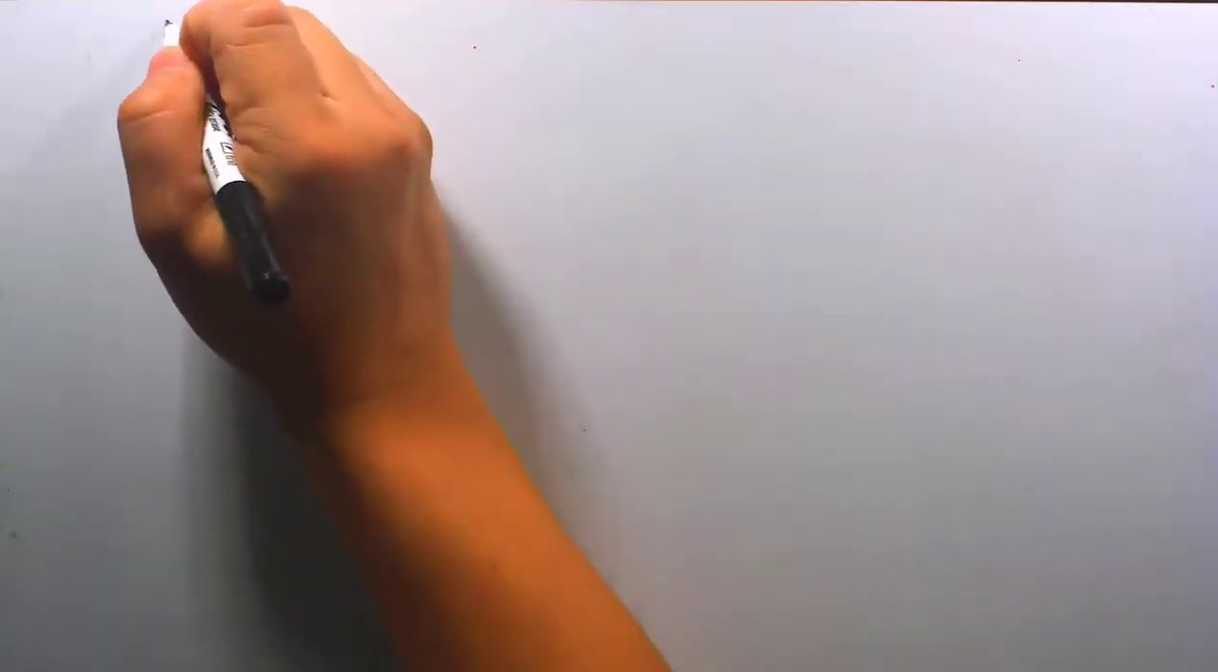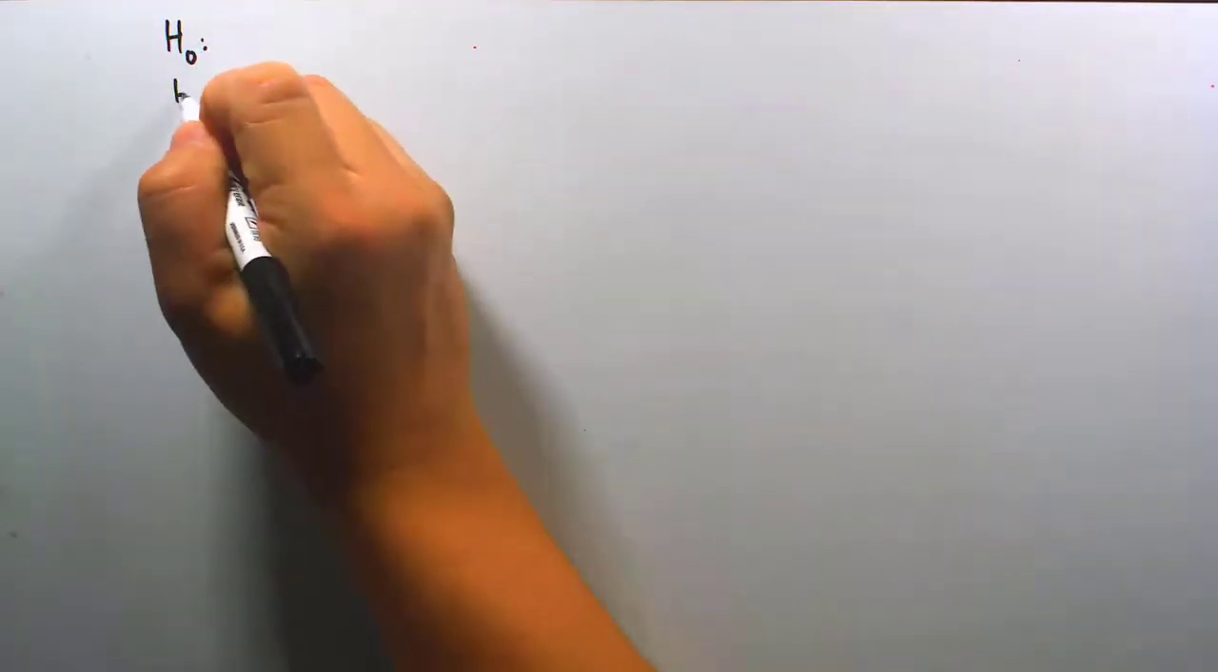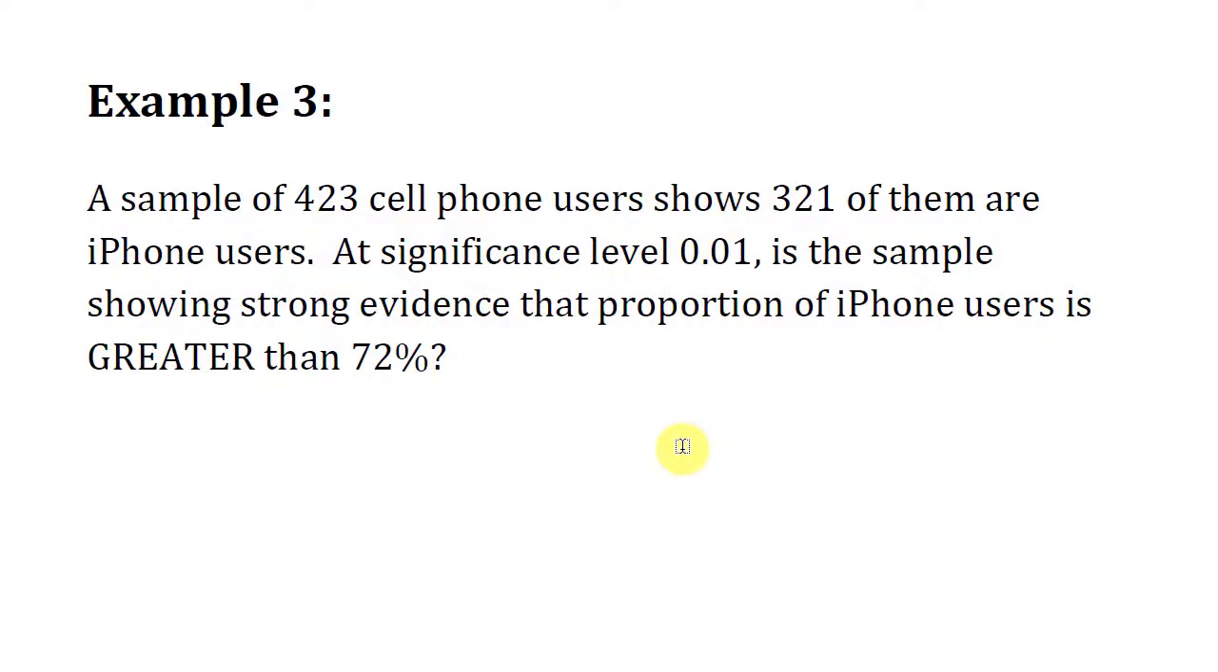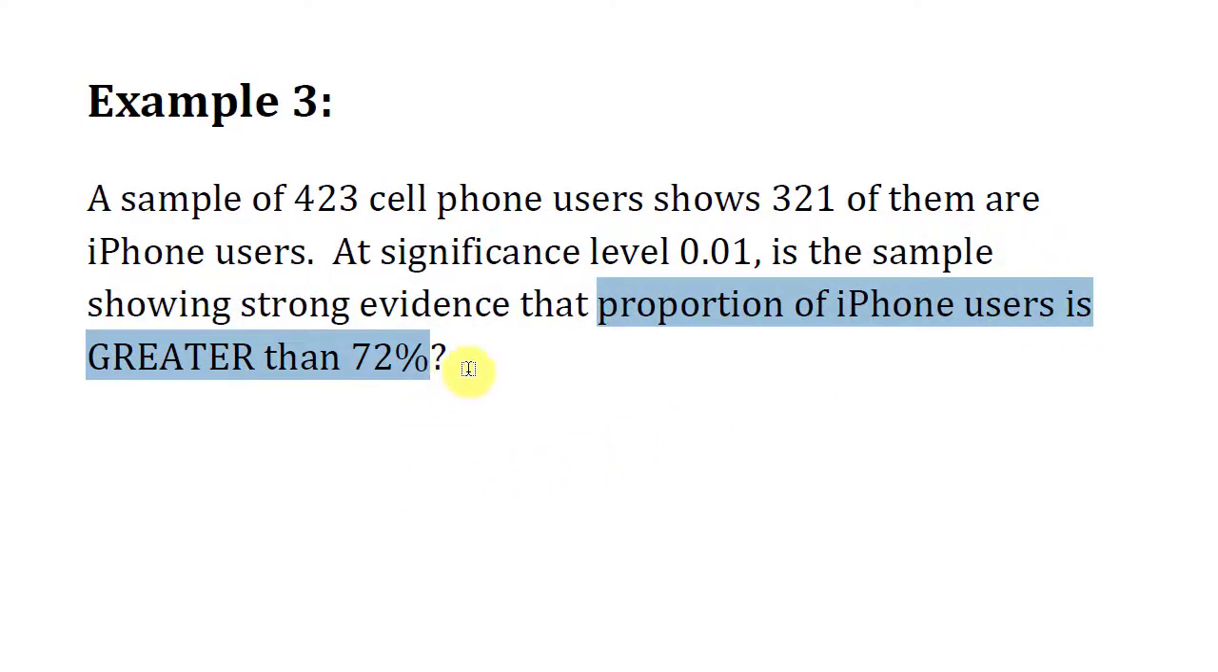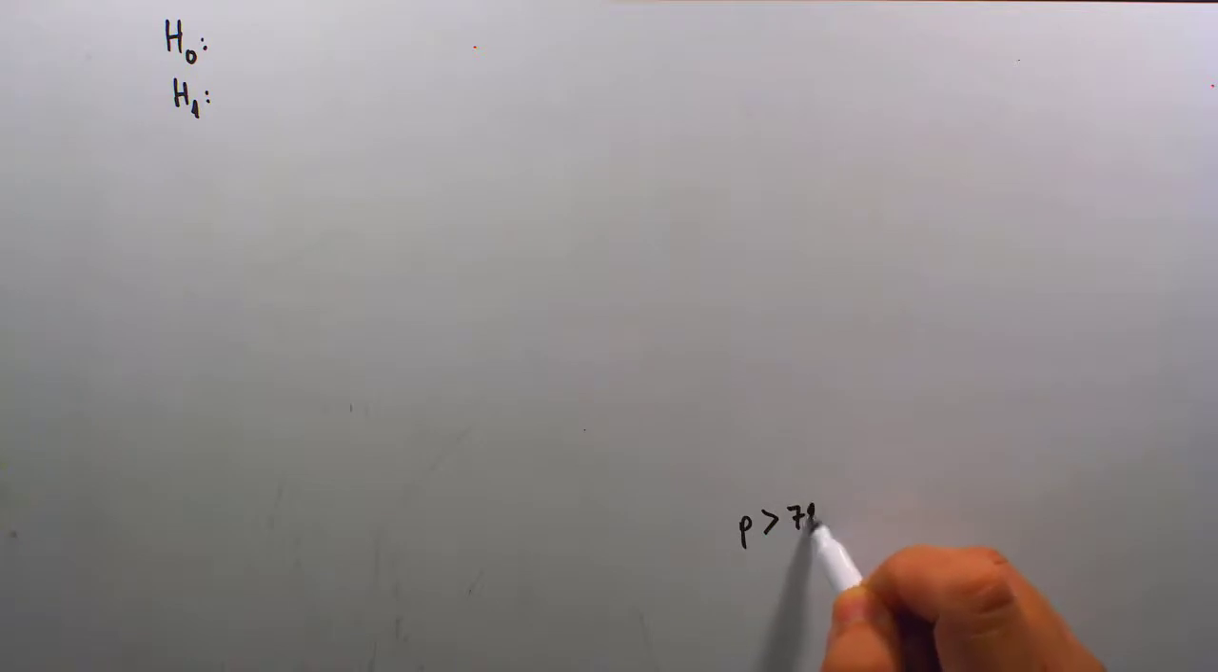And so now, in our first responsibility, let's identify the hypotheses. We need to identify H sub 0 and H sub 1. Back in the wording of the problem: is the sample showing strong evidence that the proportion of iPhone users is greater than 72%? This is the statement that we're trying to prove. Quickly translating this statement into mathematical statements, we're looking at P being greater than 72%.